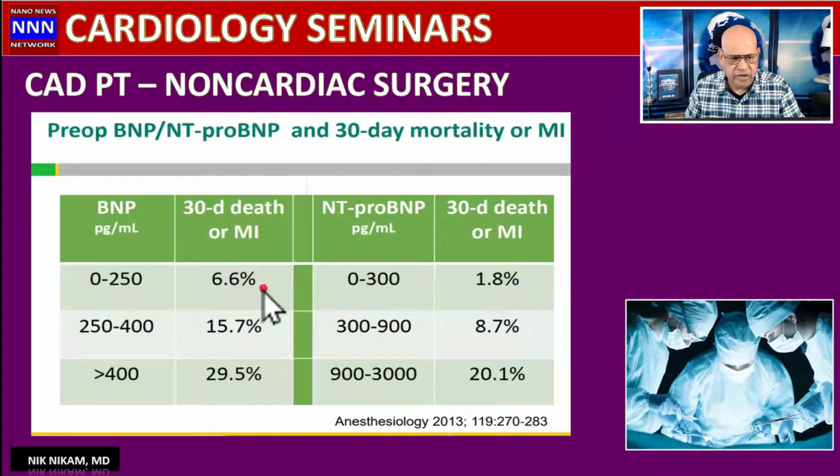Here's a chart showing the relationship between BNP and 30-day mortality. If the BNP was 0 to 250, the 30-day mortality in surgical patients was 6.6, which is still high, whereas if the pro-BNP was 0 to 300, it was 1.8. But look at this, if the BNP is more than 400, then the 30-day mortality or MI was almost a third. So you better monitor the BNP, and if the patient has elevated BNP, look for causes of decompensated heart failure, optimize the patient before you send them for surgery. Otherwise, you are asking for trouble.